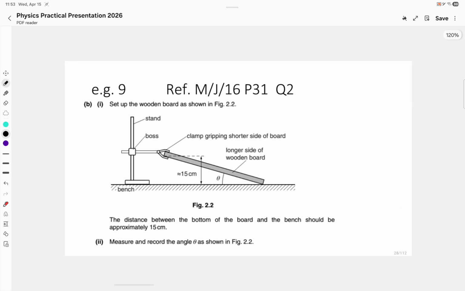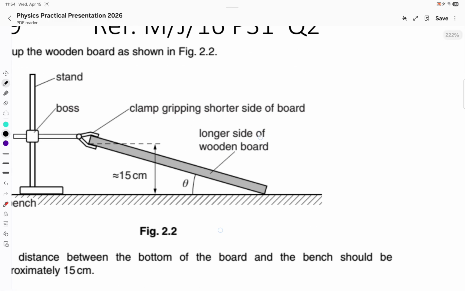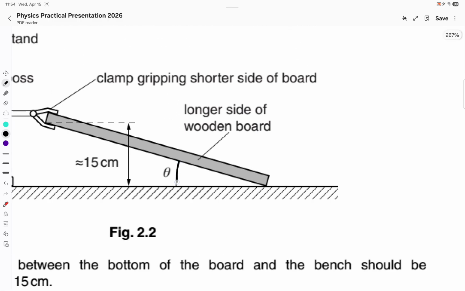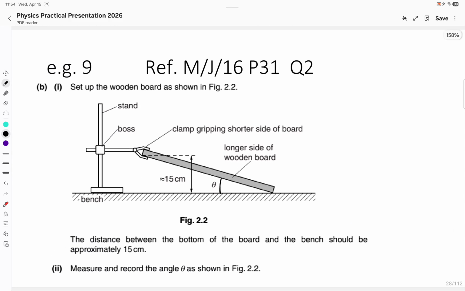That's from May June 16, paper 31. You have a board attached with a boss and clamp and the rod, and the board is making some sort of angle with the bench surface. The distance between the bottom of the board and the bench should be approximately 15 centimeter, and then measure and record an angle theta as shown in figure 2.2. Here we are expecting the angle between the ground surface and the lower edge of the wooden board.